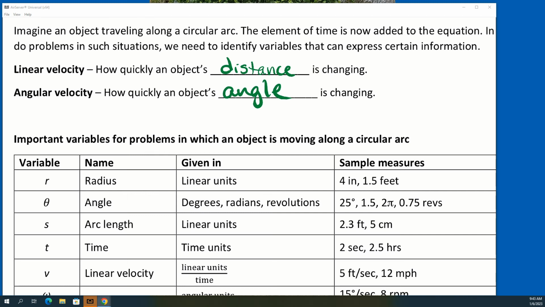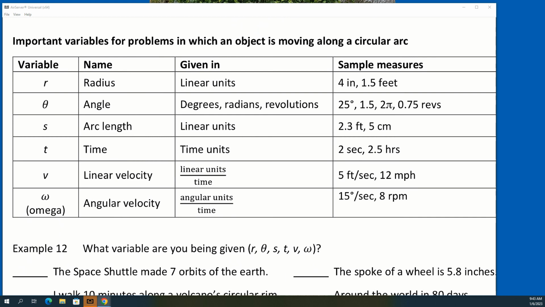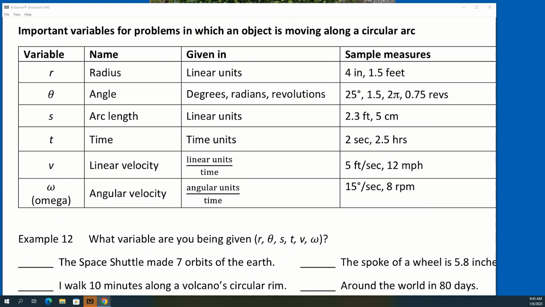Okay, so there are six variables that we've been talking about, and two new ones today. We're going to talk about the variable, what it is, and what type of units it's going to be in. So R on these problems is always going to be the radius, and the radius is always in a linear unit, like inches, feet, miles, yards, whatever.